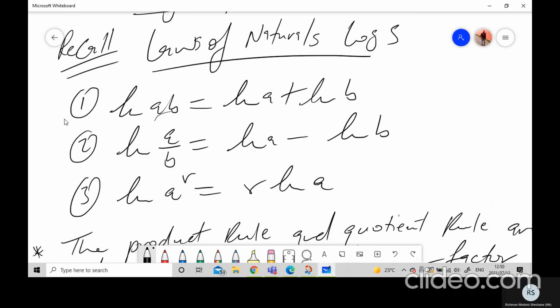The first one: if you have ln of A times B, this is equal to ln of A plus ln of B. The second law: if you have ln of A over B, that's equal to ln of A minus ln of B. The third one: if you have ln of A to the power of R, you can take this R down and that will be equal to R ln of A. Just recap those laws. You're going to use them in log differentiation.